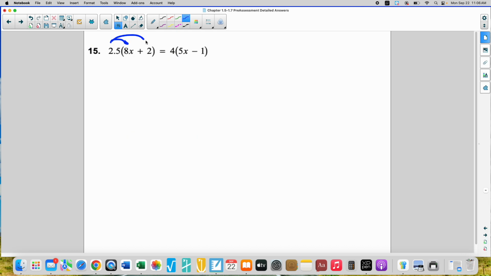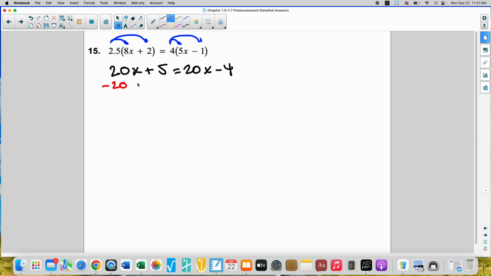Distributing. We get 25 times 8. That would be 4. Right? 25 times 8 is 40. 40? No. 20. $2. Hello. 8 quarters is $2, so that's 20. And 2.5 times 2 is 5. Sorry, there's a 20x. Mr. Mac is so preoccupied and overwhelmed with his multiplication. And that's 5 equals 20x minus 4.